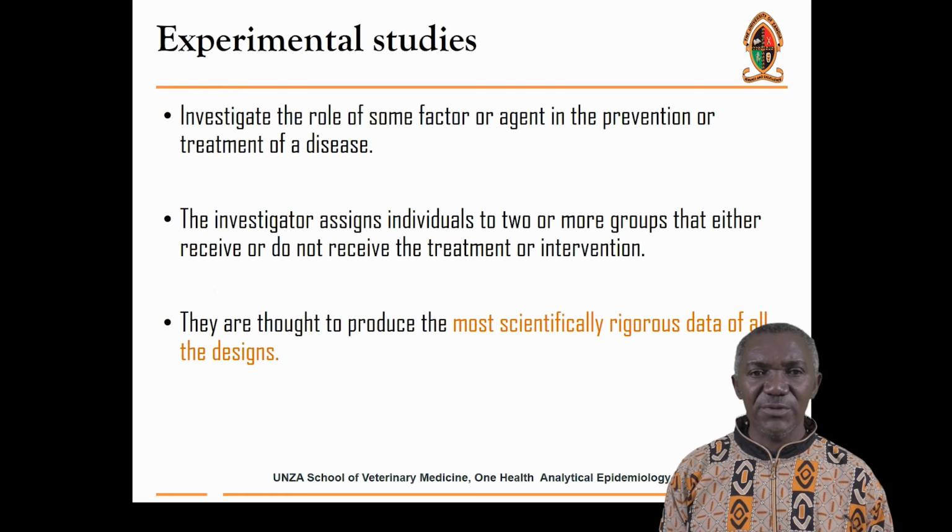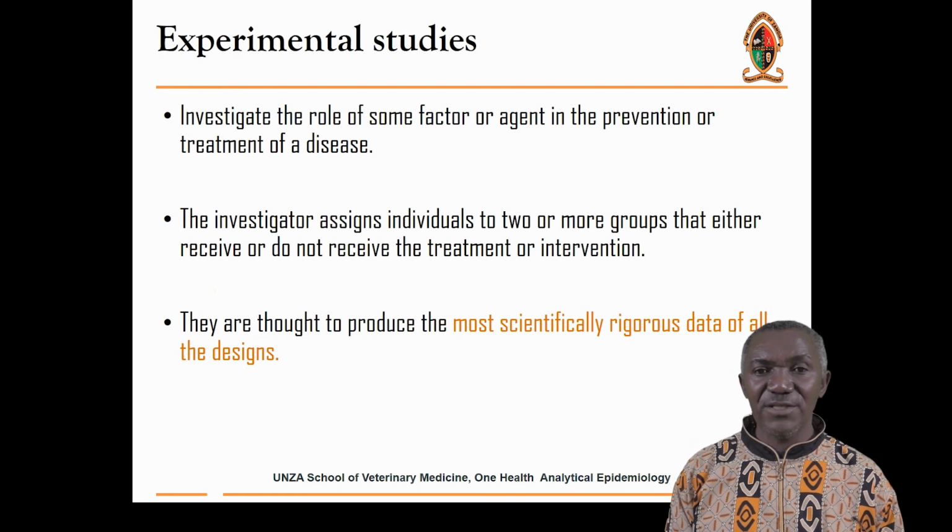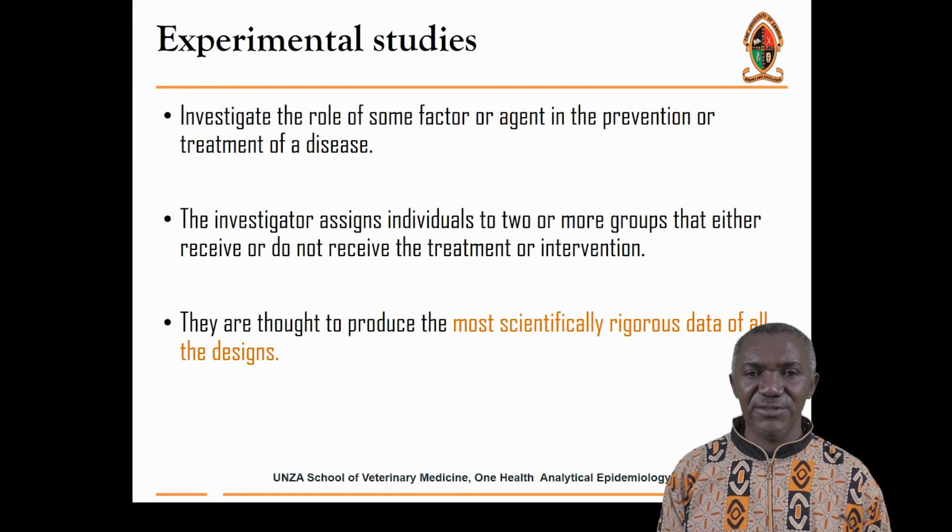So in an experimental study, the investigator has a role. He intervenes, he manipulates, as opposed to the observational study, where the researcher simply observes things as they are in nature. In this case, the experimental study, the investigator intervenes or does some manipulations.